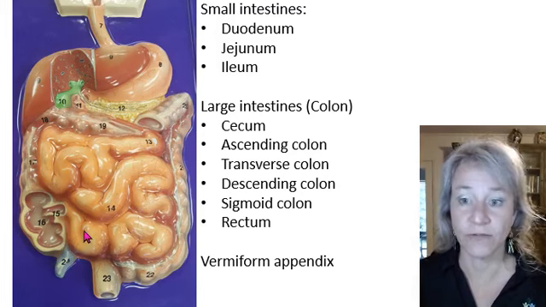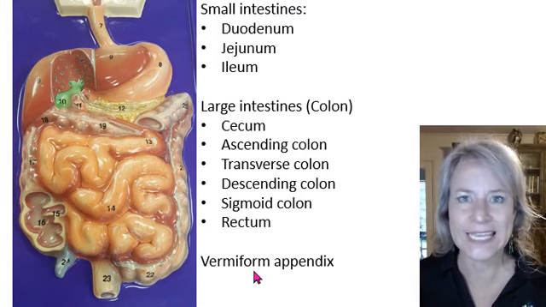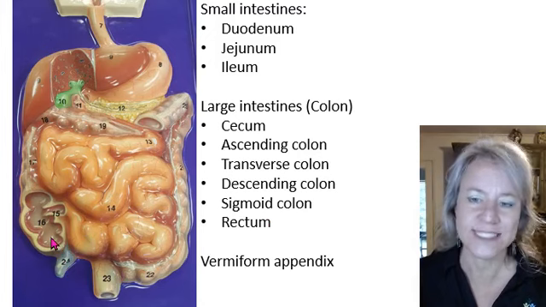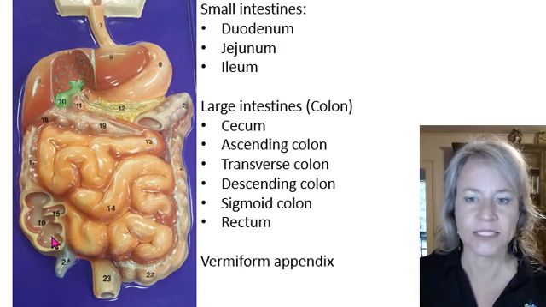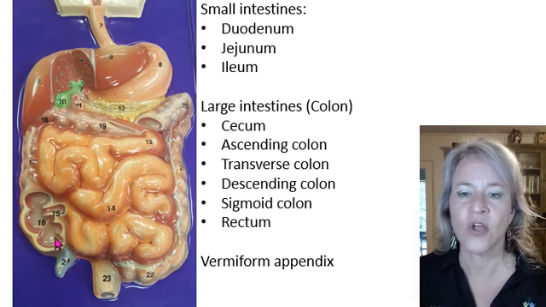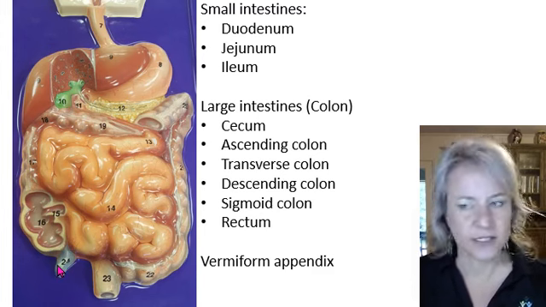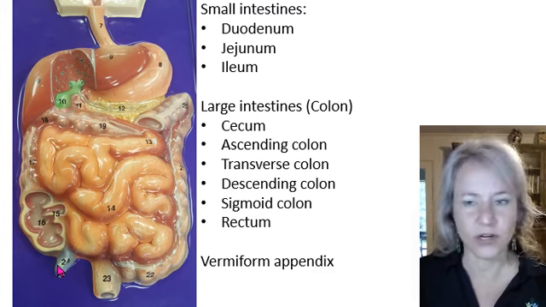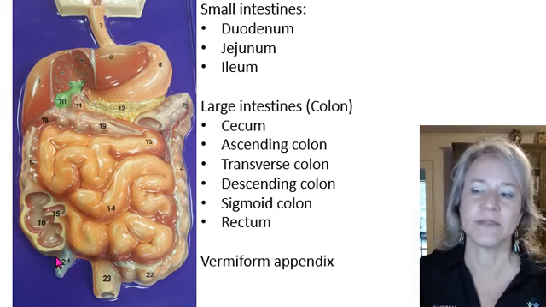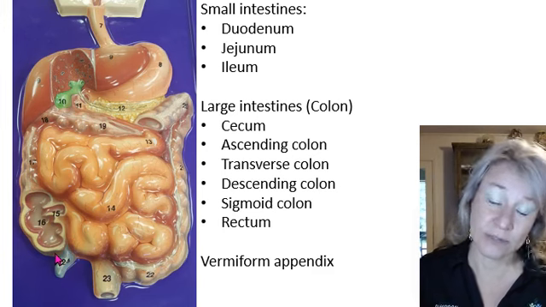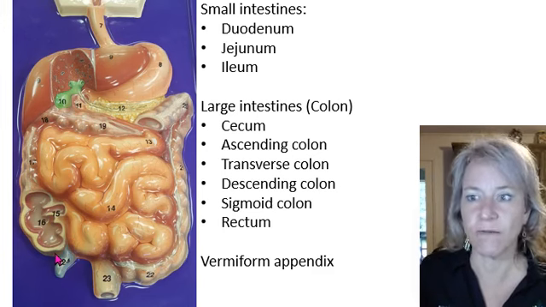Also, we have the vermiform appendix. Vermiform means worm-like. It looks like a little worm. It is hanging from the cecum. And let me ask you right now before we move on, this is one of those organs that no longer has any benefit. It may be something that we used in our evolutionary past, but is no longer beneficial or helpful today.